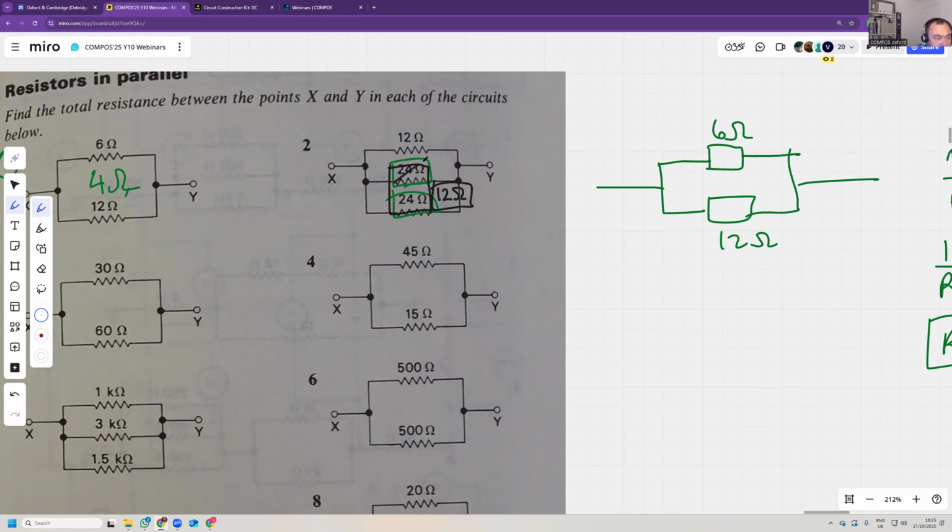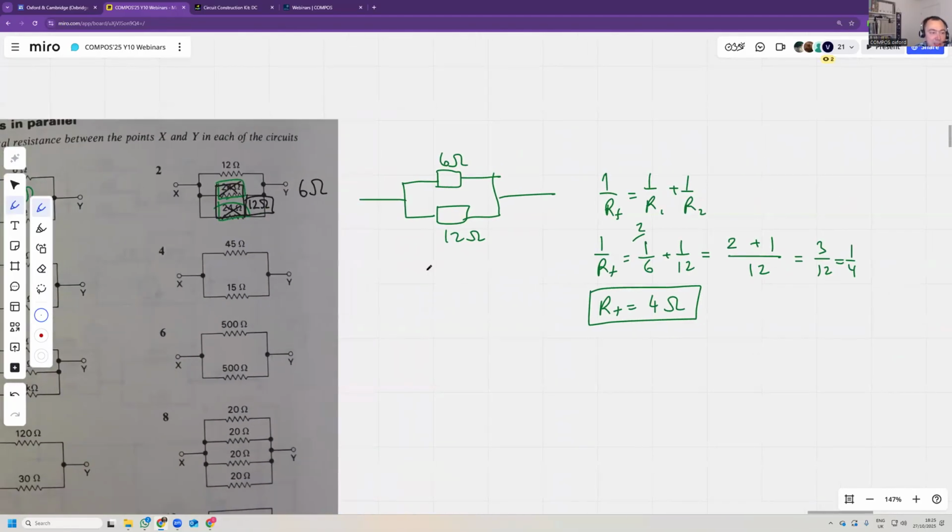And now you have 12 and 12 in parallel. So 12 and 12 in parallel, that's overall 6 ohms. Let's check that it actually works. So this is question 1. Question 2, 1 over 12 plus 1 over 24 plus 1 over 24. And you'll need to do 1 over that, right?